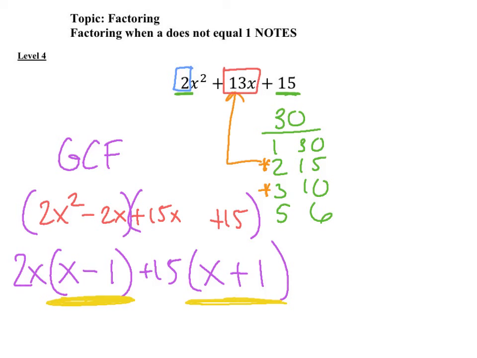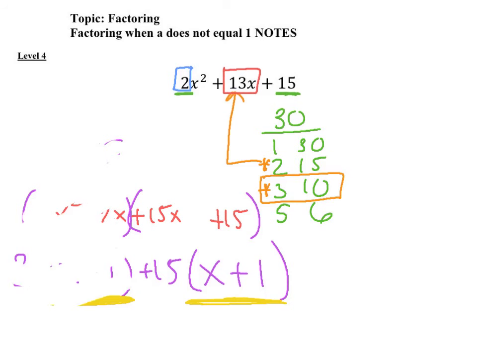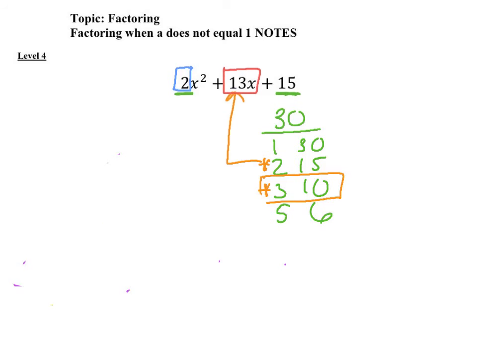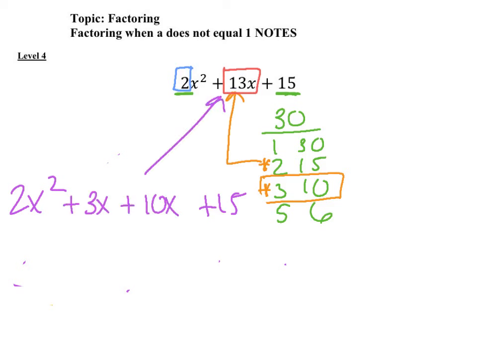So now I need to go back and try this other set of factors. So I'm going to go ahead and erase everything that we just did. Now I'm going to try plugging in the 3 and the 10. So again, I'm going to write out 2x squared plus 15. I'm going to put 3x and 10x. Now if I add those numbers together, that will get me the 13x.